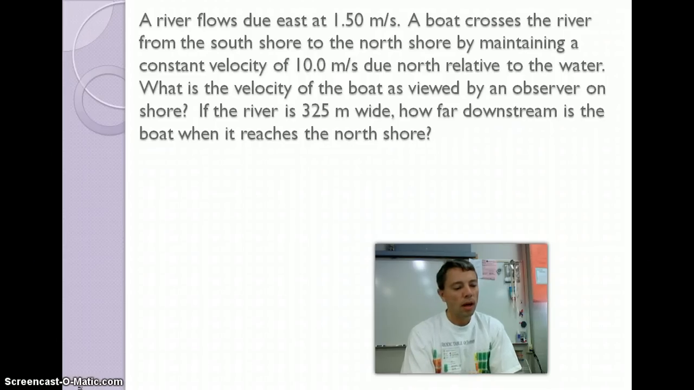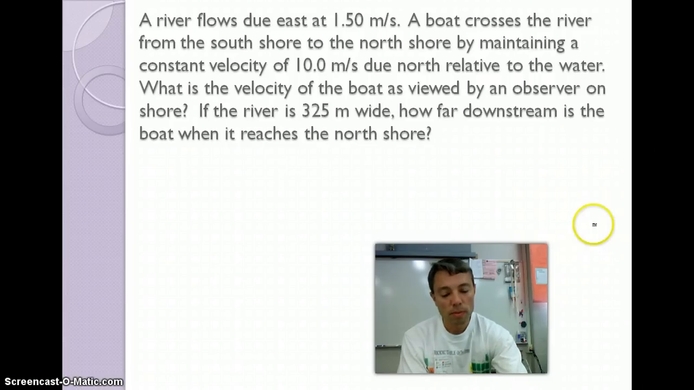manage that. Here we have a river that flows due east at 1.50 meters per second, and the boat crosses the river from the south shore to the north shore, maintaining a constant velocity of 10 meters per second due north relative to the water. And so what we want to see is what is the velocity of the boat as viewed by the observer on the shoreline. Now again, problem solving technique number one, anytime I do one of these, I want to draw a picture. So I'm going to draw my little picture here.